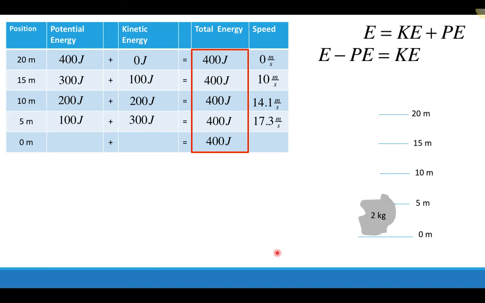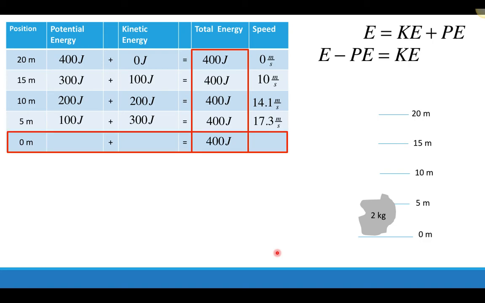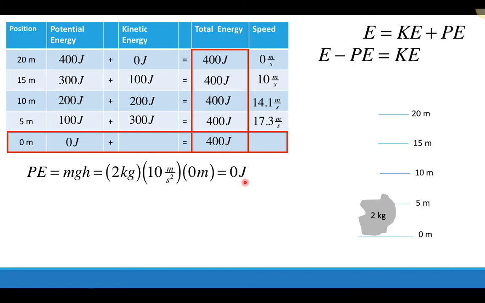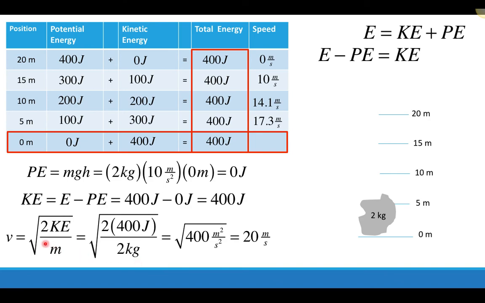Finally, I basically am almost on the ground. So this is just before the rock hits the ground. I can calculate the potential energy, and right before it hits the ground, my position is 0, so my potential energy is 0. That means that my kinetic energy has to be 400 joules because the total energy is the potential plus the kinetic. And then I can calculate the speed as I've done before. 2 times the kinetic energy over the mass, square root of 400 is giving me 20 meters per second.